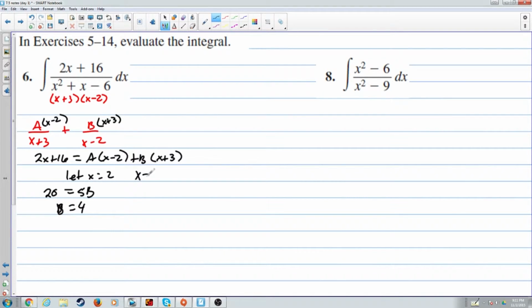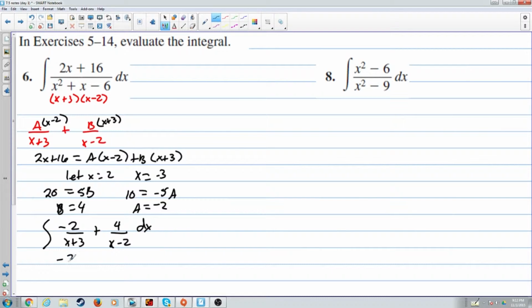And we're going to let x equal negative 3. That's what makes this 0. So negative 6 plus 16 is 10, and negative 3 minus 2 is negative 5a. So a ends up being negative 2. So now instead of integrating this fraction right here, we're going to integrate negative 2 over x plus 3, and then plus 4 over x minus 2 dx.